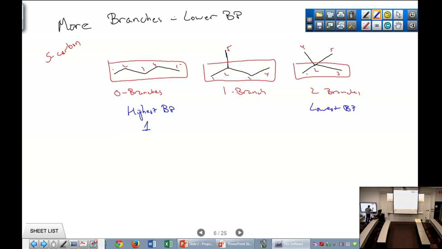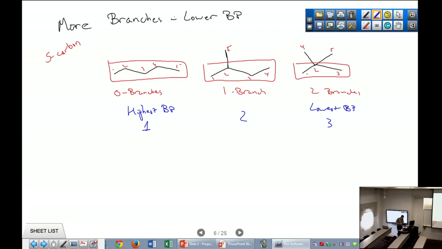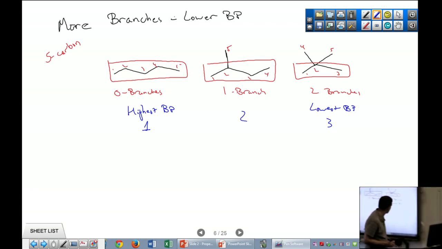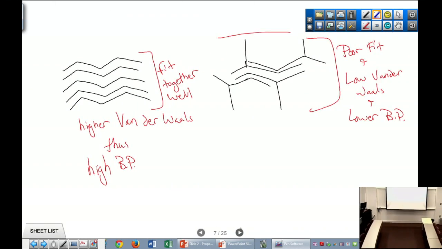Right, so this is how I kind of present this stuff on tests. I give you groups of molecules and ask you to arrange them in order from highest to lowest boiling point. All right, so why is it that having more branches lowers your boiling point?